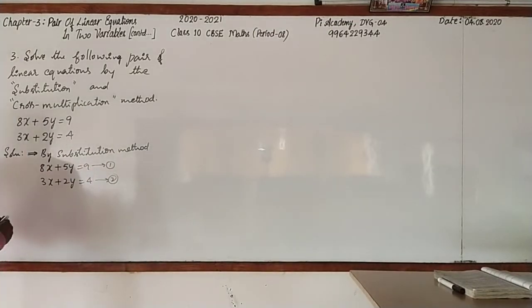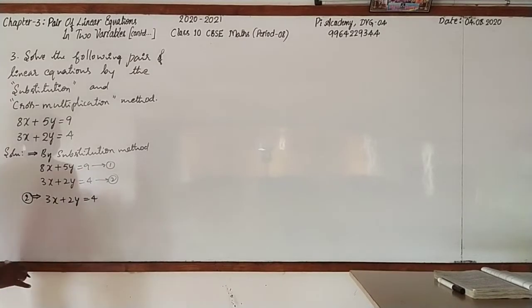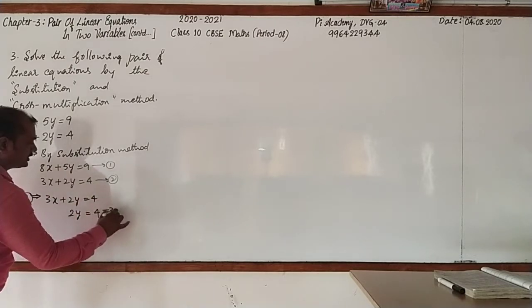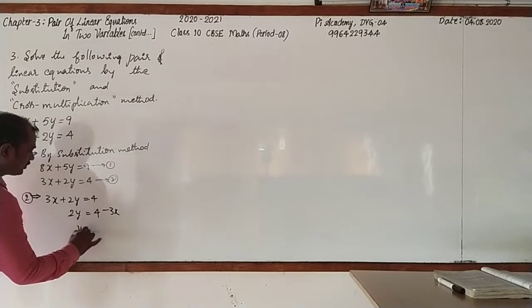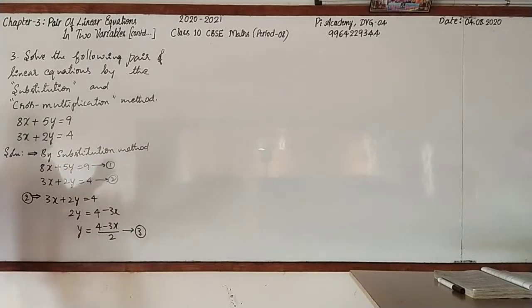Then, according to this method, first we will take any one of these two equations and solve for one variable. I'll take the second equation, the reason being the coefficients are small: 3x plus 2y equal to 4. From this equation, which variable should be solved? Yes, I'll go for y. Here 2y is equal to 4, transfer 3x to the right hand side, it becomes minus 3x. Then y equals 4 minus 3x by 2. You may call it equation 3.